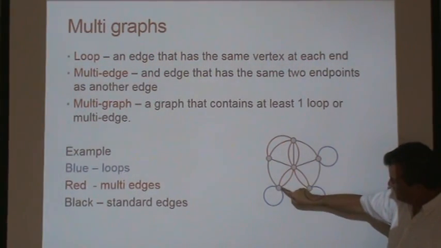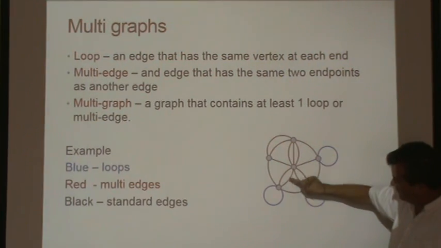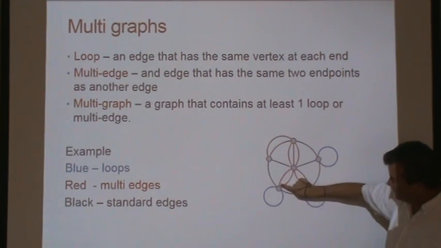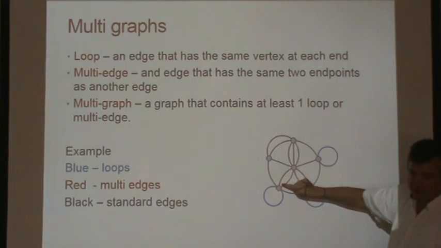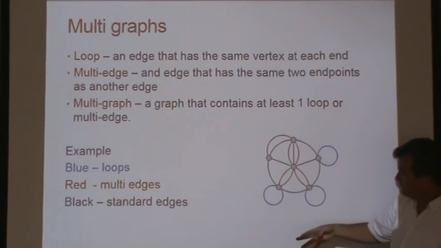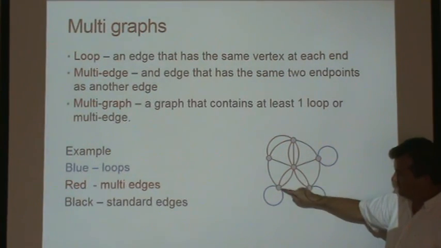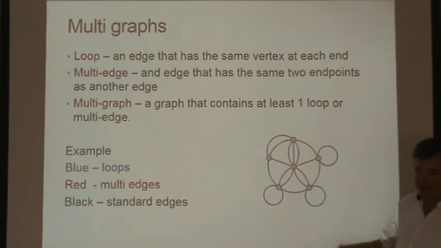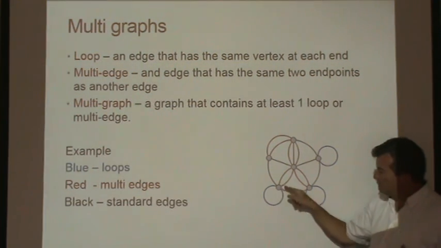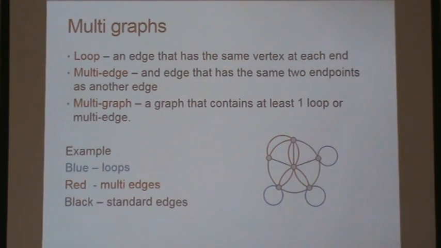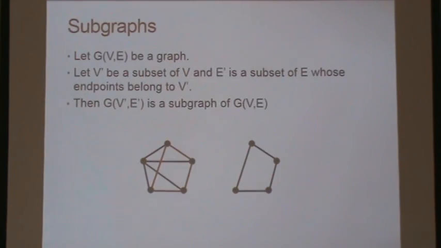And a multi-edge would be if there's an edge that connects two vertices together and then there's another one, so there's some redundancy. This may come up in communication networks. Maybe you want to make sure that there's a connection between these two nodes. If one of the connections drops, you still have a backup. So you may want to have multi-edges. Any graph that contains loops or multi-edges is called a multigraph. If it doesn't contain those, then it's not a multigraph.